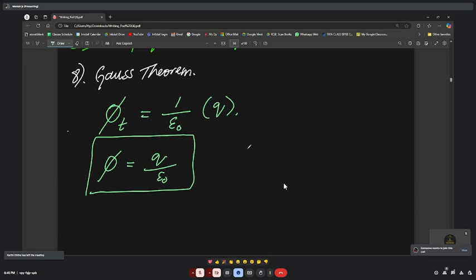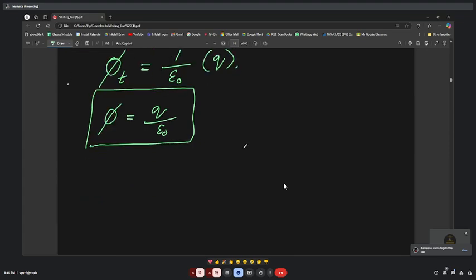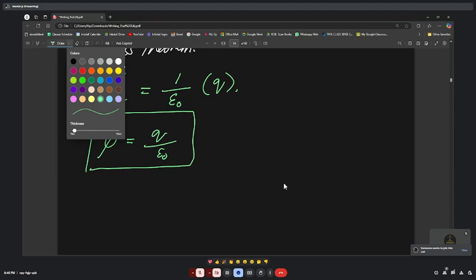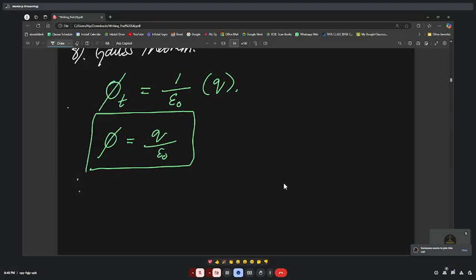So this is just a relationship, and you have to know this particular relationship. So that's for Gauss theorem. And then we have just a few more concepts and we are done. Ninth concept, we have something called the electric field due to a line of charge.